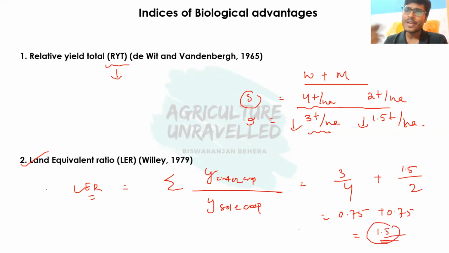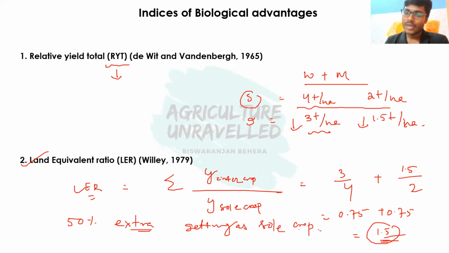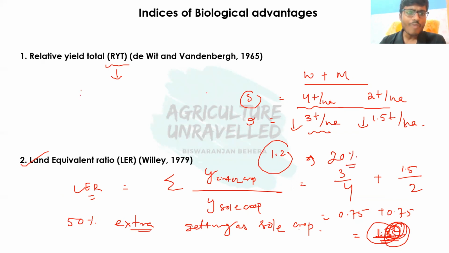So what does this 1.5 indicate? This 1.5 indicates that 50% extra land is required for getting the same yield as that of sole crop. Okay, so we should require 50%. If it is 1.5, it means 50%. We'll consider this one. If it is 1.2, then 20% extra land is required. If it is 1.3, it means 30% extra land is required to get the same yield as that of the sole crop.